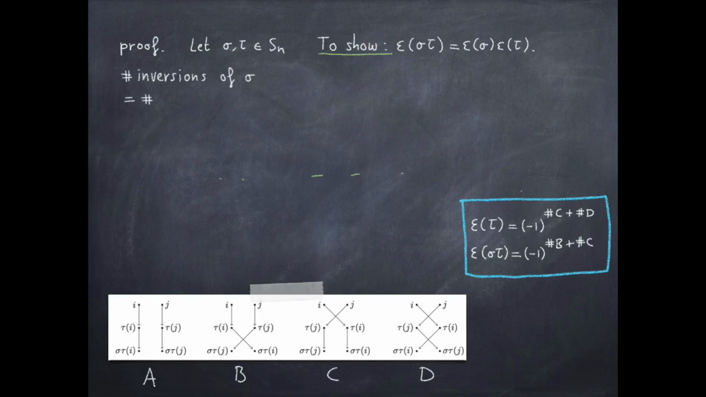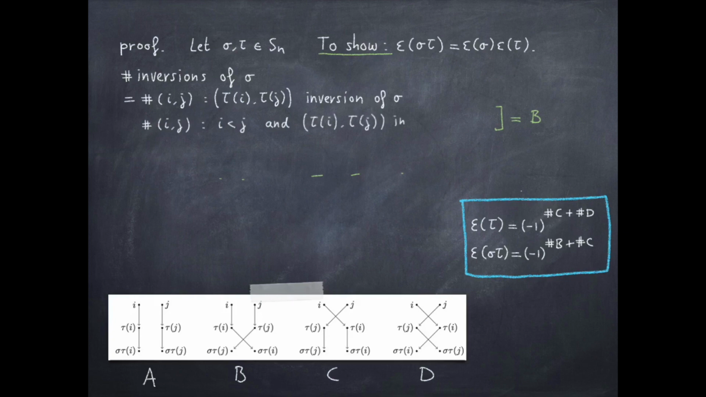Let's compute the number of inversions of sigma. Instead of counting the pairs i, j such that i, j is an inversion of sigma, we count the pairs tau i, tau j that are an inversion of sigma. Since tau is a bijection, these are exactly the same pairs.